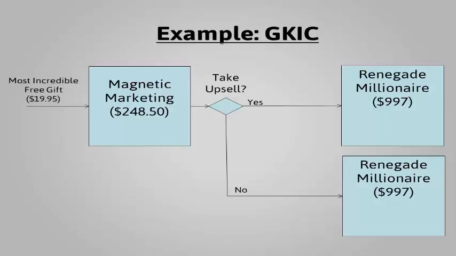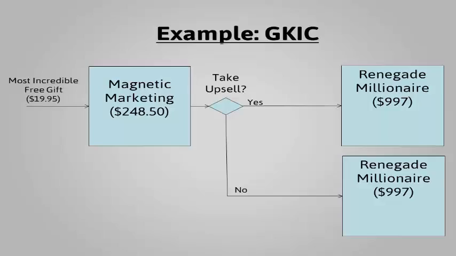And I don't believe it's changed. So this is a great example, and these are all one-clicks. On the magnetic marketing page, you can say, yes, add to order, or no, thanks. And on Renegade Millionaire, hey, add to order, no, thanks. So that's what we're talking about when you say a chained upsell, downsell.